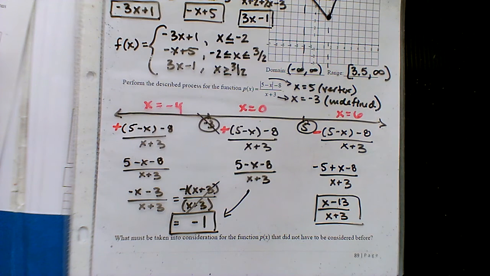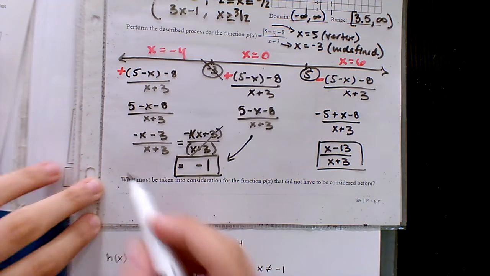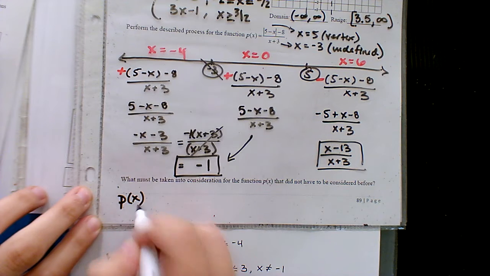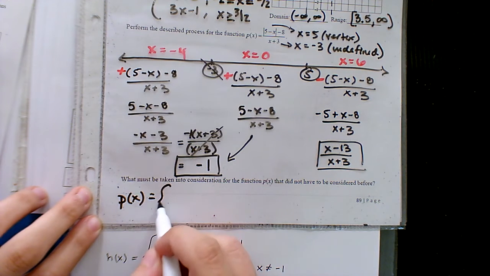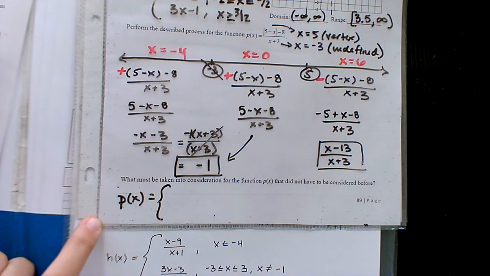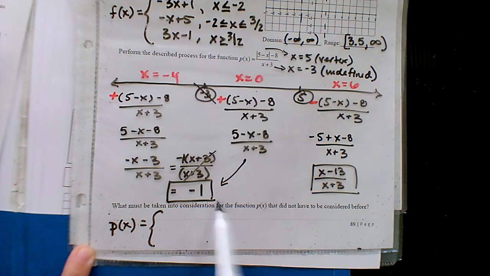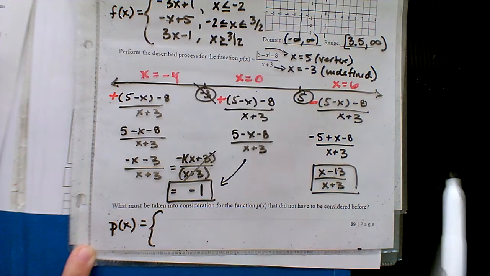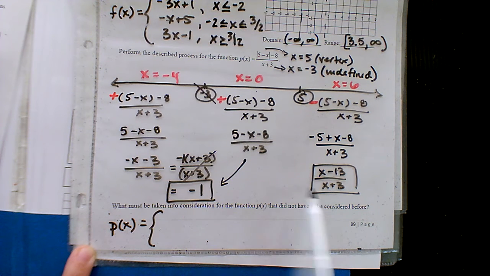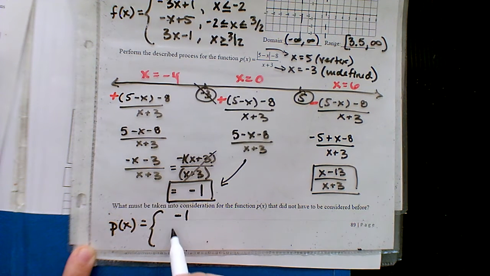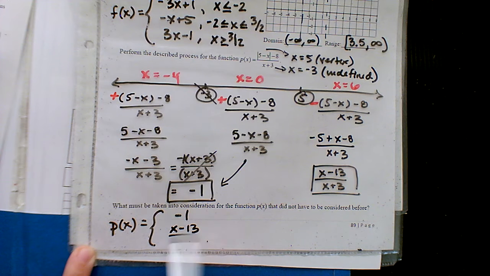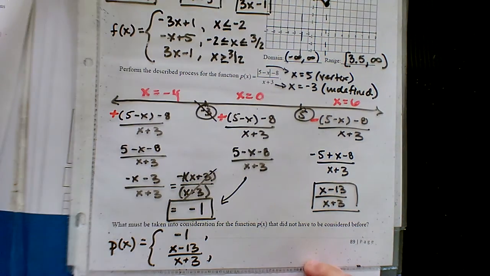So we're going to try to combine all this information together and write our piecewise function. I ran out of room, so I'm going to write it at the bottom. Now if you take a look at our results, notice how we really only had 2 equations. Even though we had 3 intervals, okay, we had 2 results. So we're going to write -1 and x minus 13 over x plus 3. Okay, those were our 2 equations.